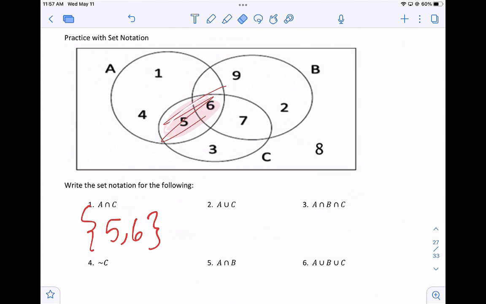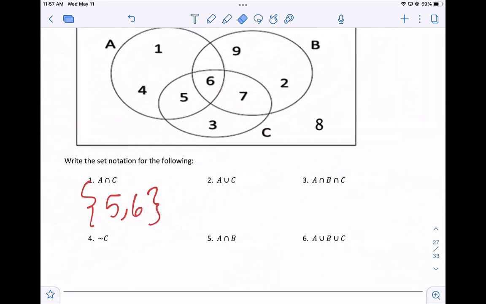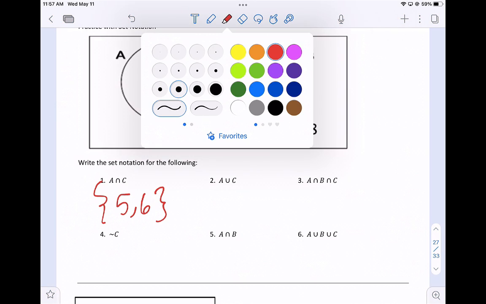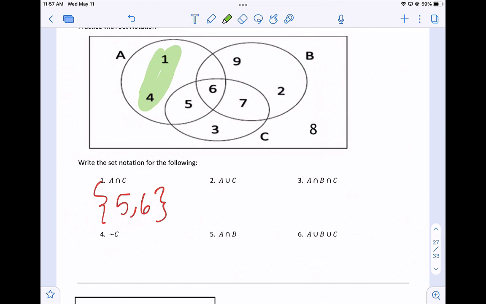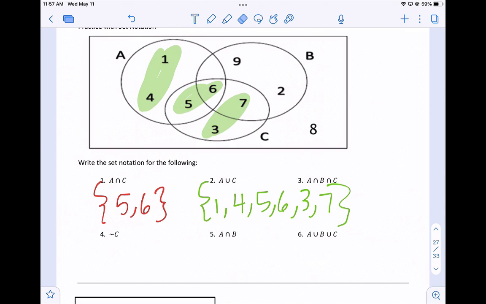Okay, oopsies. A or C is the next one, and "or" means one or the other or both. So it can be in set A, it can be in set C, and it can be in both. So 1, 4, 5, 6, 3, 7. Okay, my curly brackets are not looking great. Let's redo those.